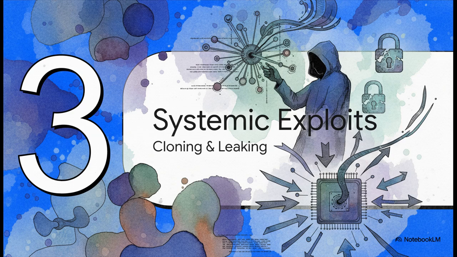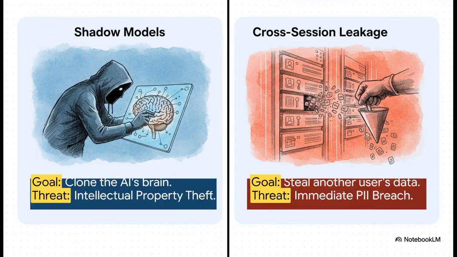These techniques target the system itself, the model's architecture, and the infrastructure it's running on. We're talking about cloning the AI's brain and literally stealing data from other people's sessions. So these systemic exploits basically fall into 2 main buckets.